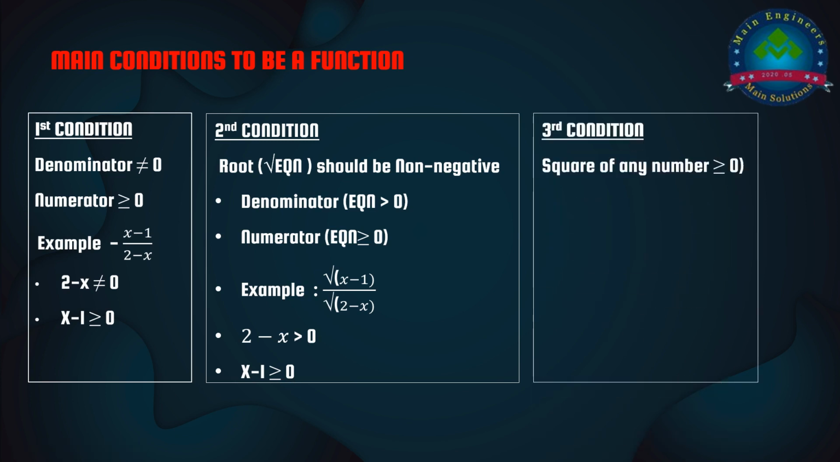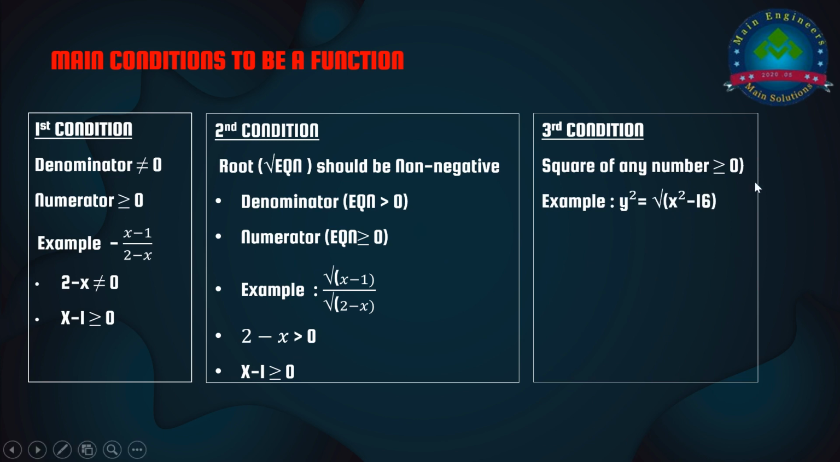So let's come to the third condition. The third condition is that the square of any number is always going to be greater than or equal to 0. Why? Let's give an example. If we square any number a, what do we get? Let's say we square minus 10, we get plus 100, and if we square 0, we get 0. If we square plus 10, we get plus 100. So the square of any number is always going to be either 0 or positive. That's why we can say the square of any number is always going to be greater than or equal to 0.